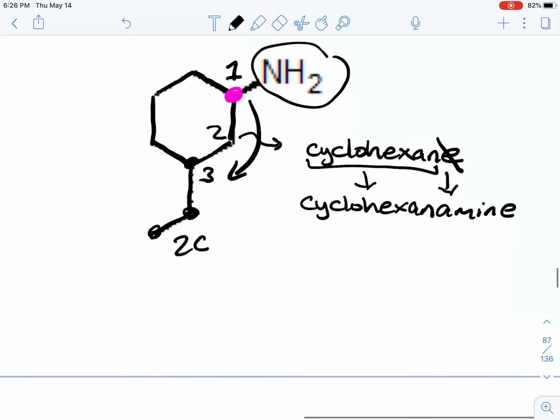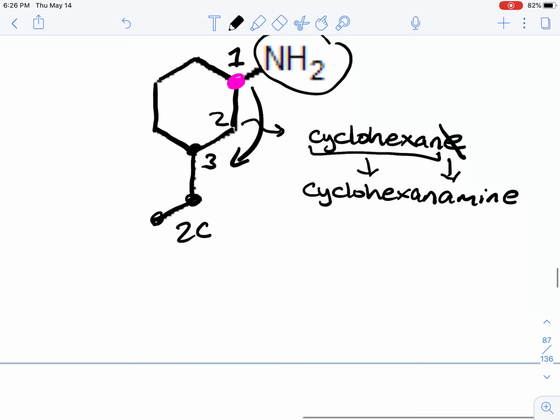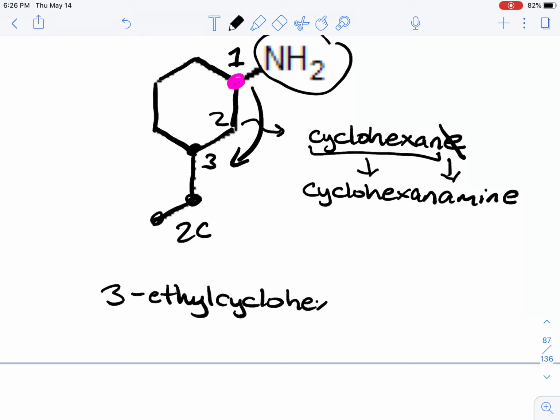And so to finalize the name of this compound, we're going to go ahead and say 3-ethylcyclohexanamine.